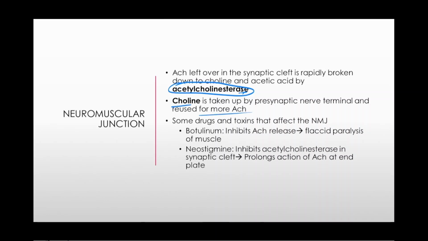Now, some drugs and toxins that affect the neuromuscular junction. Botulism, Botox. You're blocking acetylcholine release. If you don't release acetylcholine, is anything going to stimulate the muscle to contract? No. And that's why it works for wrinkles.